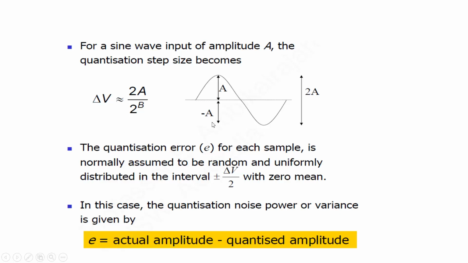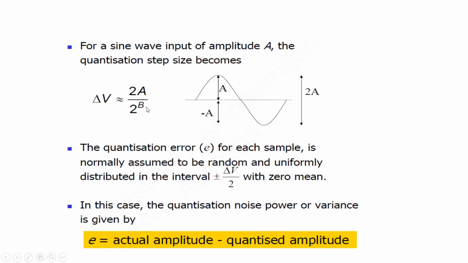Now, in this slide, we will try to look at what the quantization noise actually is. What is the value of the quantization noise power? Let's take the case of a sine wave. For a sine wave input of amplitude A, the quantization step size becomes the full range from the positive peak of the sine wave to the negative peak. It is 2A.